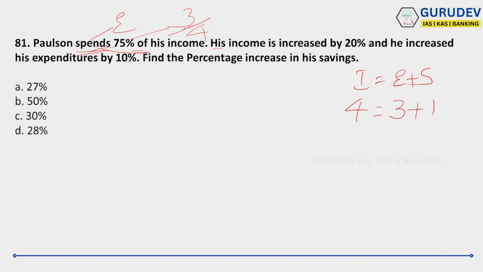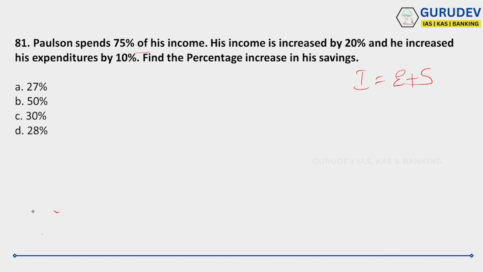Next, his income is increased by 20%. 20% of 4, 20% is nothing but 1 by 5. Has it increased? Yes, it is increased. So increased means 6 by 5. If you go with the simple one, if you don't want to solve with the fraction, I'll tell you another method that will be simple. You can solve this as easily with the percentage also, whenever the expenditure and savings are given.